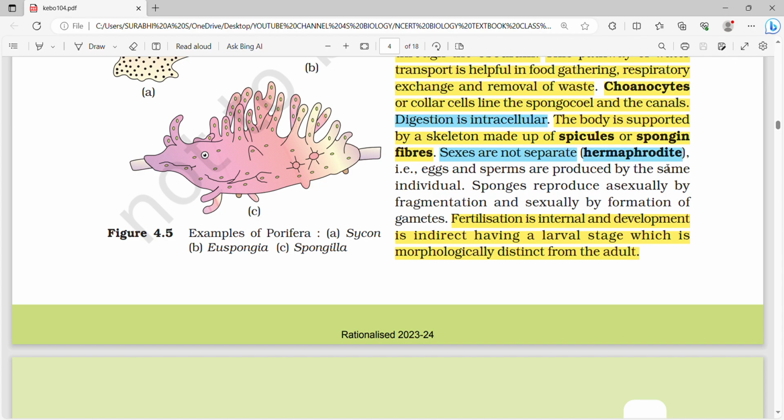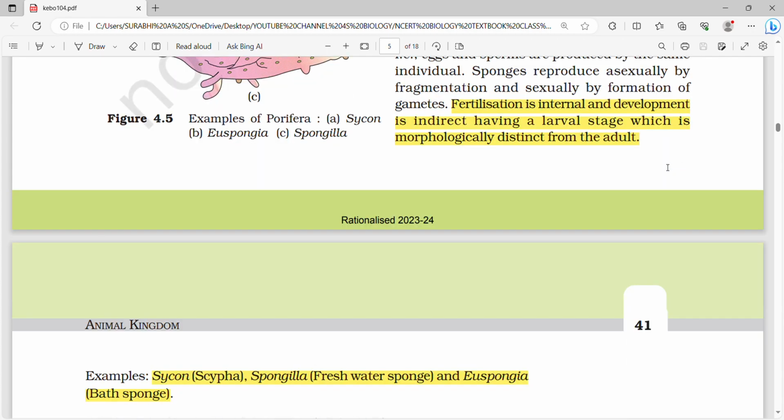Here the sexes are not separate, they are hermaphrodite. That means both male and female gametes are produced in the same individual. Here the fertilization is internal, and development is indirect, having a larval stage which is morphologically distinct from the adult.